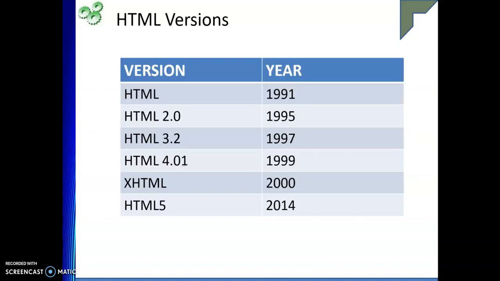Different versions have come. You can look on the internet and understand each of these versions. It starts with HTML in 1991, HTML 2.0 in 1995, HTML 3.2 in 1997, 4.01 in 1999. Then we have XHTML in 2000, then HTML5 in 2014. Then we have 5.1, 5.2 in 2016, 2017, and recently you can see we have 5.3 also.